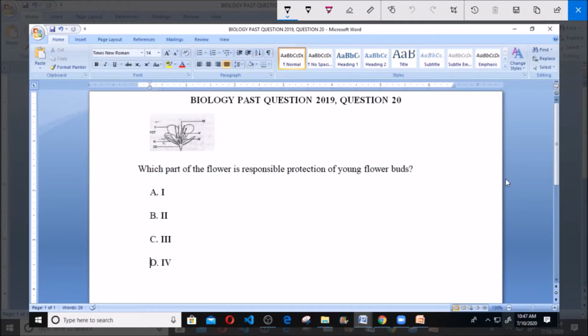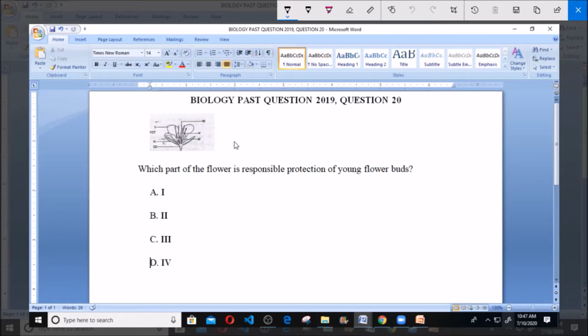Today we'll be working on biology past question 2019 and we'll be solving the 20th question, question 20. It says which part of the flower is responsible for protection of young flower buds?